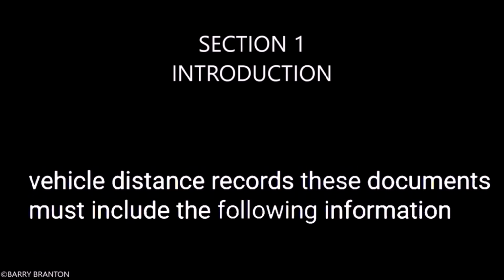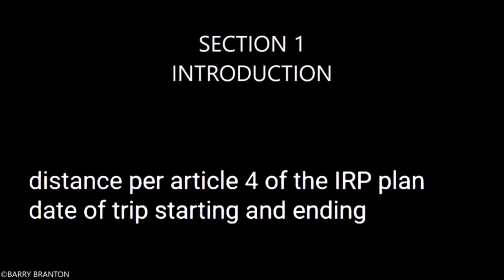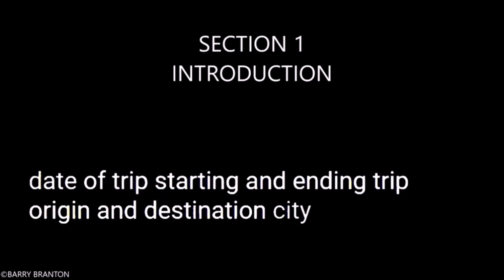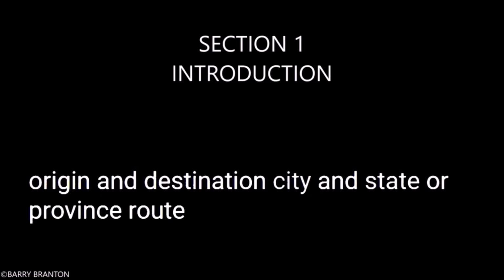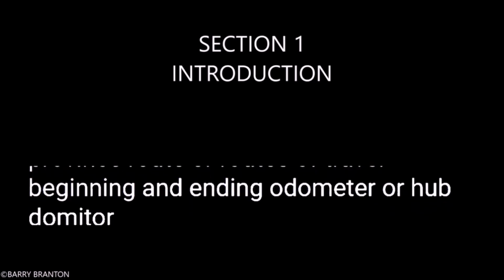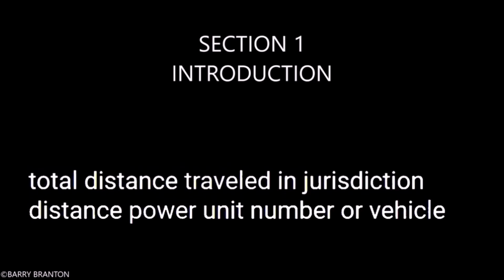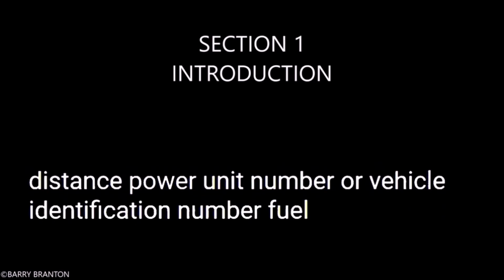Although the actual format of the IVDR may vary, the information that is required for proper record keeping does not. In order to satisfy the requirements for individual vehicle distance records, these documents must include the following information: distance, per Article 4 of the IRP plan: date of trip, starting and ending; trip origin and destination, city and state or province; route or routes of travel; beginning and ending odometer or hubdometer reading of the trip; total distance traveled; in-jurisdiction distance; power unit number or vehicle identification number.